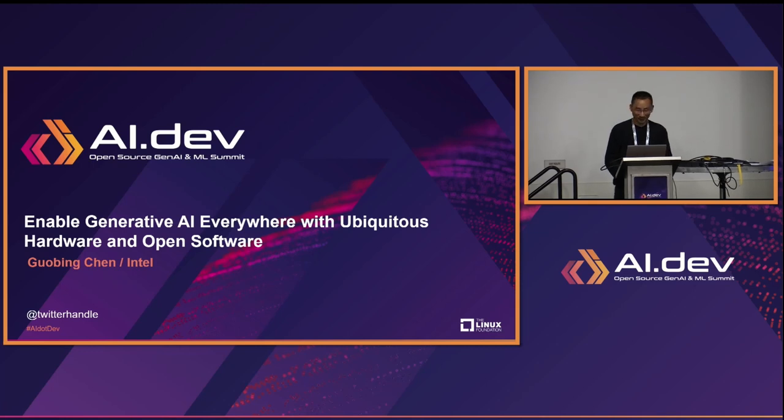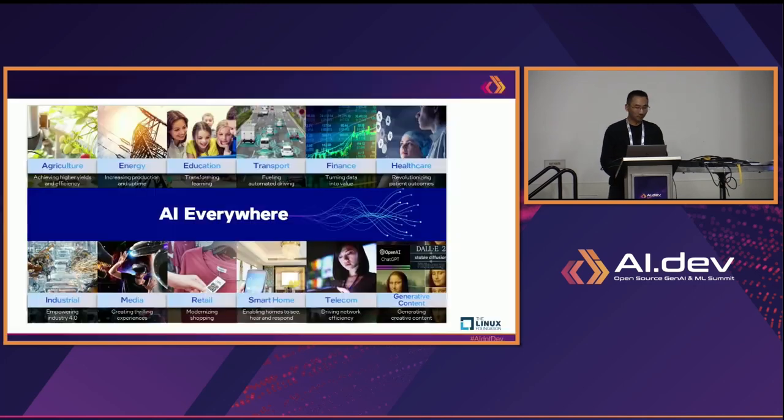So yeah, let's start. My topic is about enabling generative AI everywhere with ubiquitous hardware and open software. As we know, AI is very important as of today, and I believe it will be even more important and broadly used everywhere. So a simple question is: it is so important, but how can we get on this boat simply? I think a quick answer is that you need some hardware and you need some software.